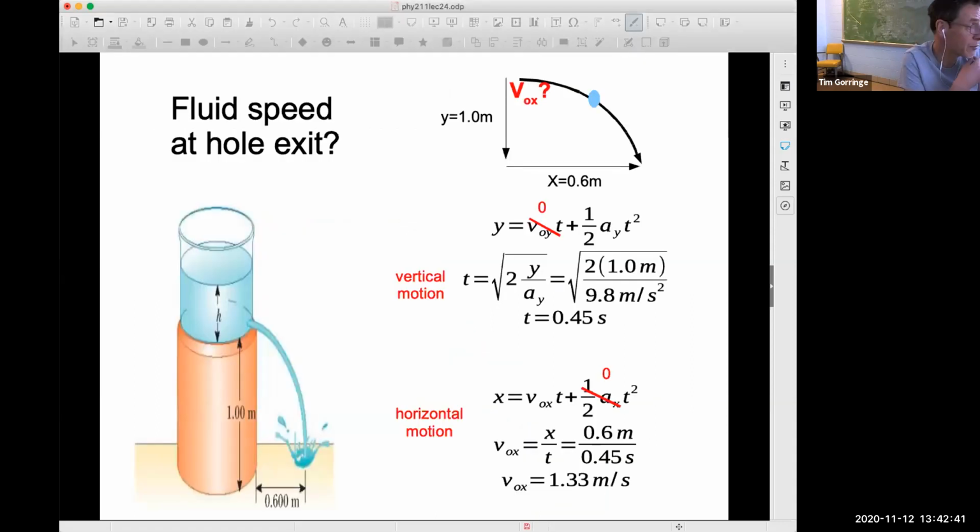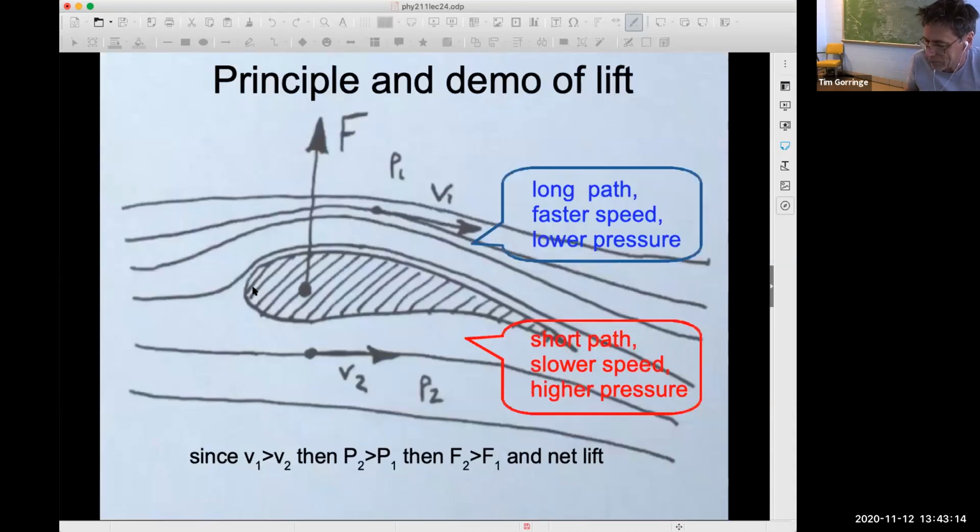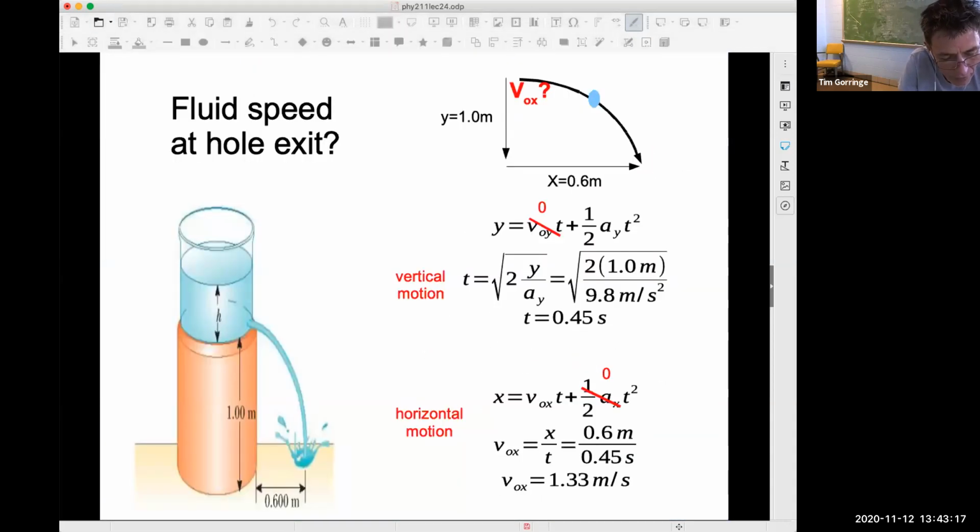Okay, so there are two steps to solving this problem. The first step is to apply something from our early classes. Remember those early classes on falling bodies and projectile motion? Well, this fluid is like a falling body, like projectile motion. And so we're going to apply projectile motion to understand the fluid emerging from the hole and striking the ground. Specifically, what we're going to try and do is calculate the speed of the fluid as it exits this hole.